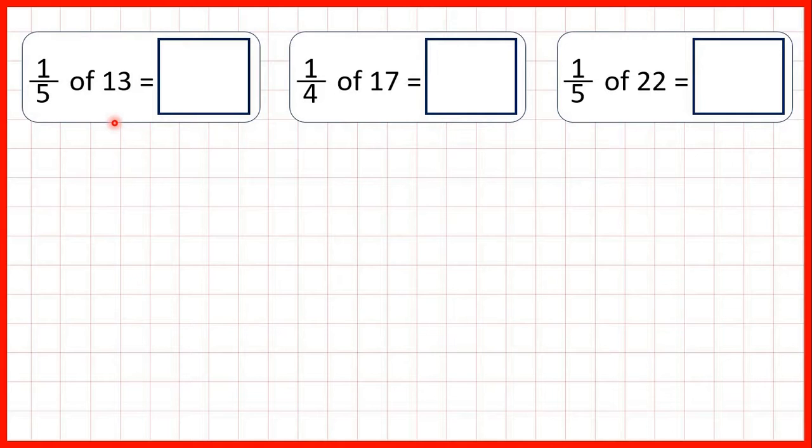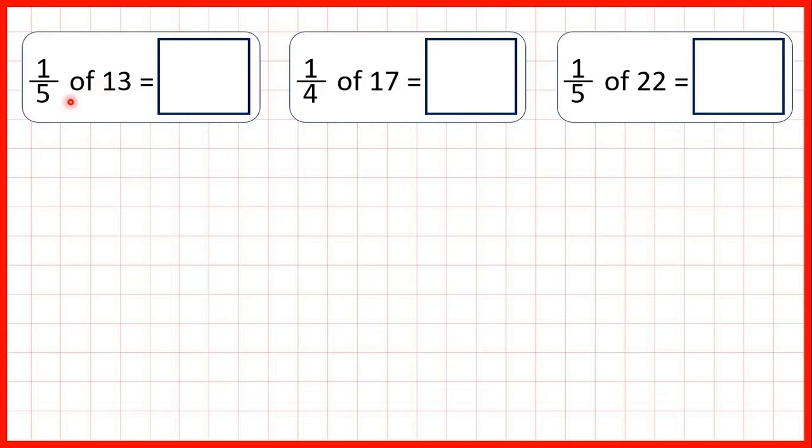Now for these questions, we're finding a unit fraction of a number. Remember, a unit fraction is any fraction that has a numerator of 1. And normally, to find a unit fraction of a number, we can just divide by the denominator. But here, 13 isn't in the 5 times table, 17 isn't in the 4 times table, and 22 isn't in the 5 times table. So, for these questions, we're going to get a mixed number as our answer.